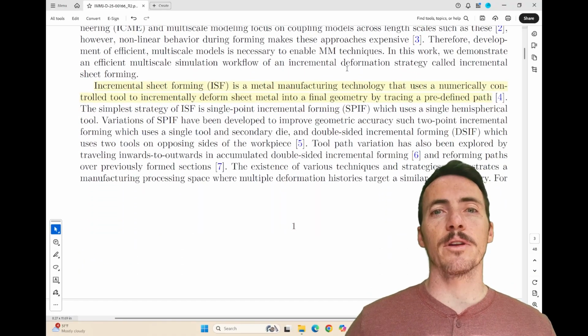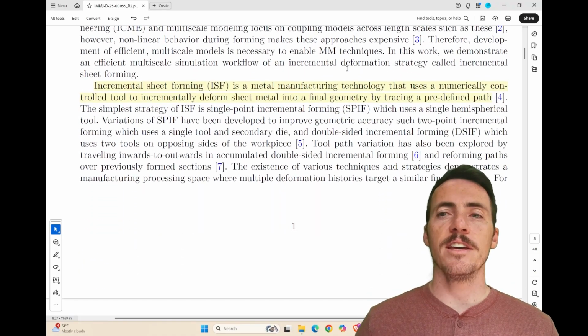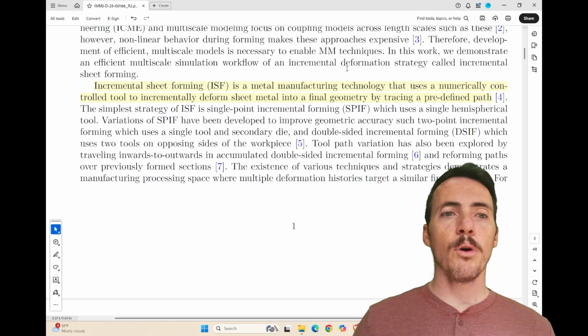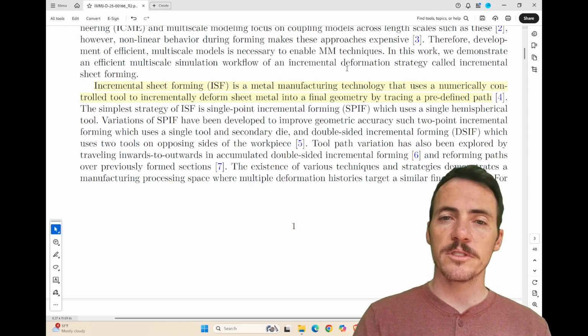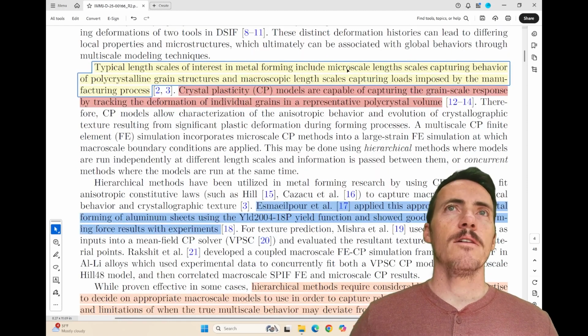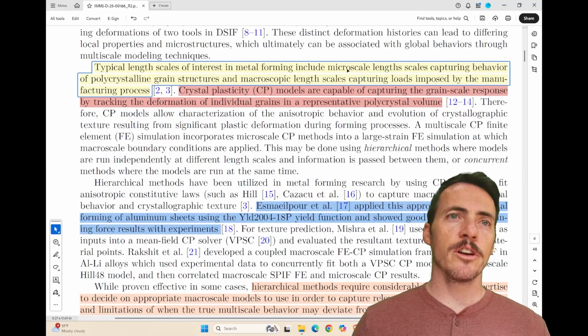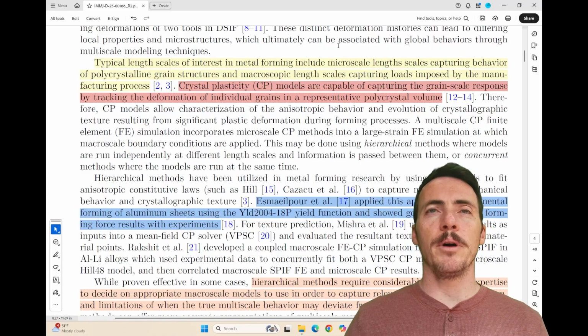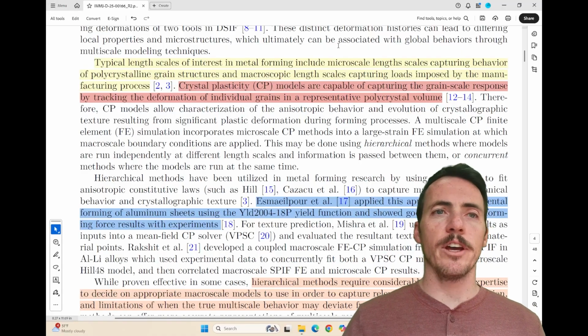So it says incremental sheet forming is one that does this. It uses numerical control to incrementally deform the material into some final shape. And there's different ways to do this, right? There's single point, but also variations like double-sided and so on, okay? Whichever process you're using, you're going to want to model what happens to the microstructure when you deform the material. So you're going to be deforming a material and modifying the properties near the deformation.